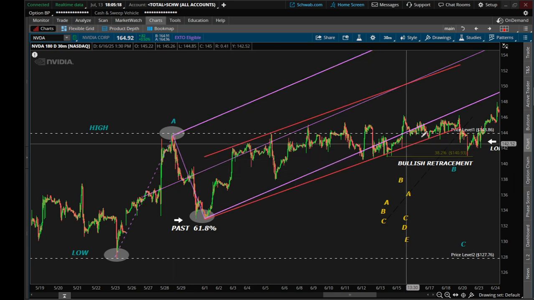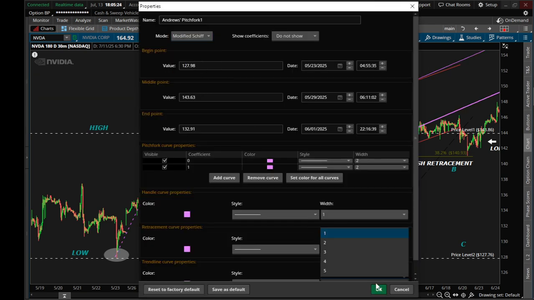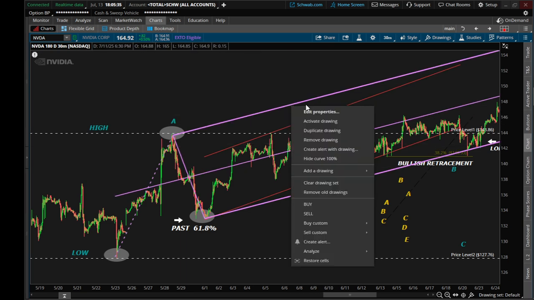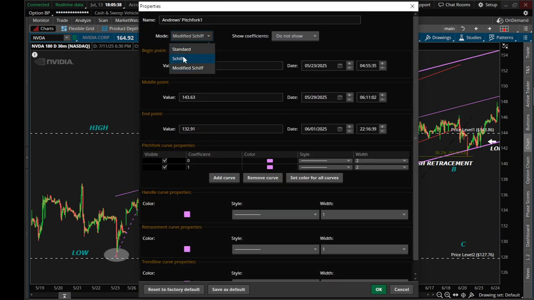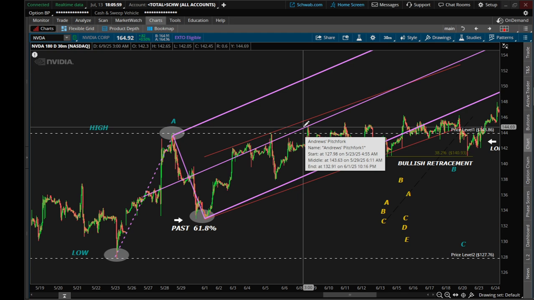That looks like it fits pretty good. Let's look at the modified shift real quick. And you could probably pick or choose either one. Okay, so let's go back to the shift real quick. I kind of like this shift one a little bit better because the median line looks like it acted a little bit more consistent along that median line. So I'm going to stick with this one.